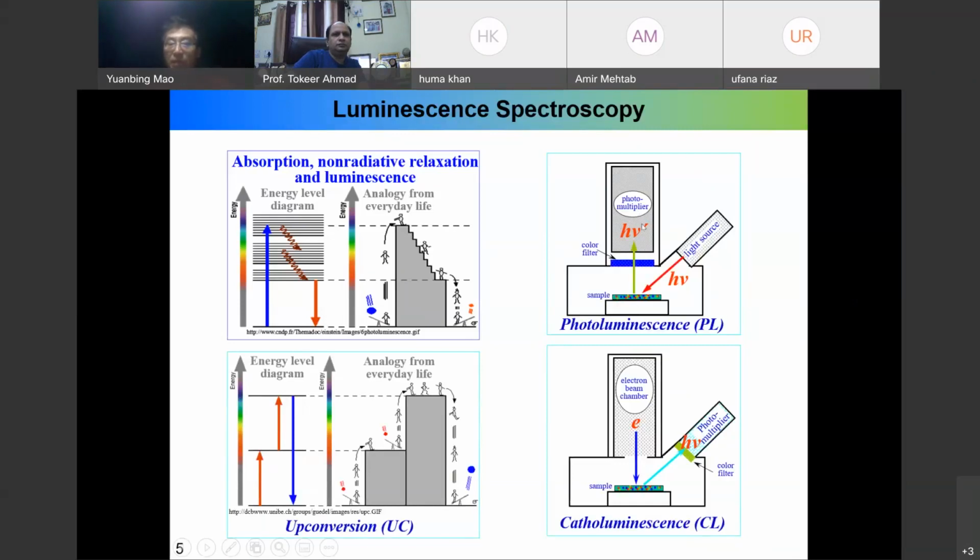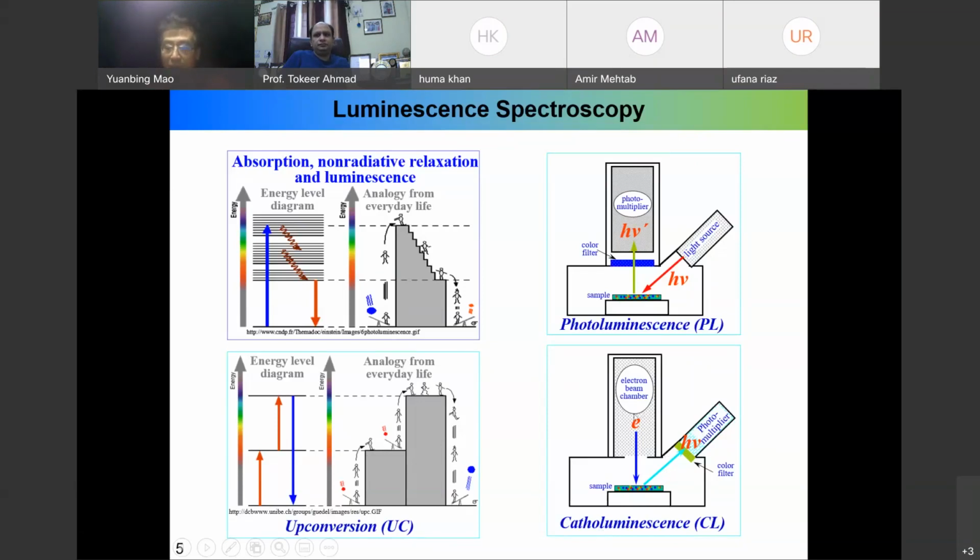Photoluminescence, basically, we use a light source. It can be a laser, it can be a xenon lamp, it can even be X-rays. I mean, those types of light sources, and then we use a photomultiplier mostly, right, to take the luminescence, and so that's photoluminescence. And then luminescence, this is something different, right?